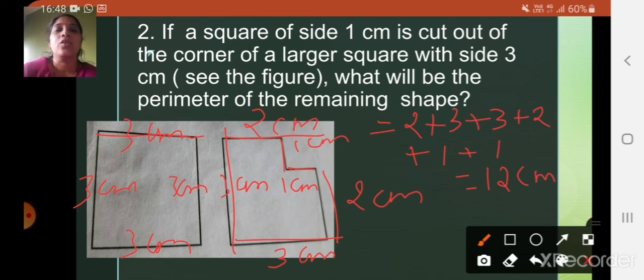Right children? So what has been done? Whatever part has been cut, that has been removed. So from 3 centimeter, if we remove 1 centimeter, we get it as 2 centimeter. Accordingly we have put the measurements, and then we have added all the sides and found out the perimeter. Right children? So with this, children, we finish problem set 48.